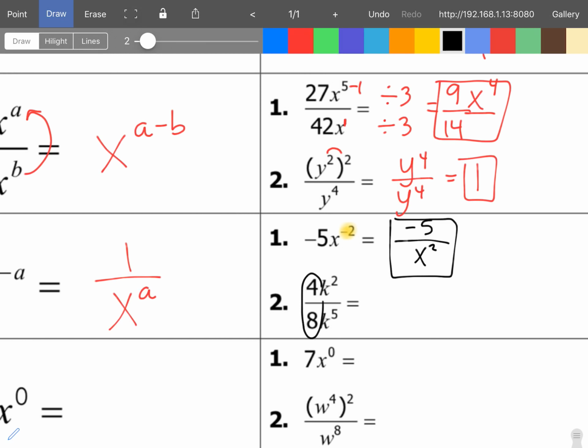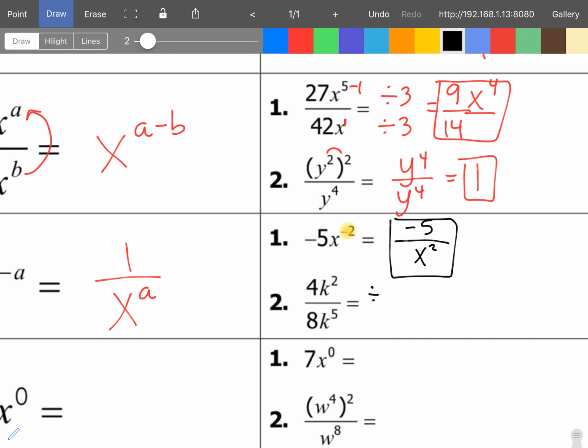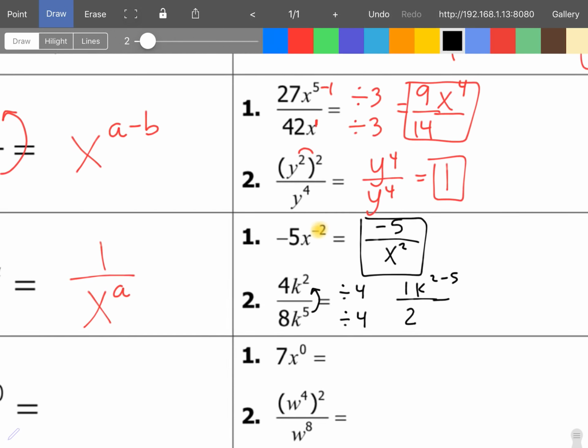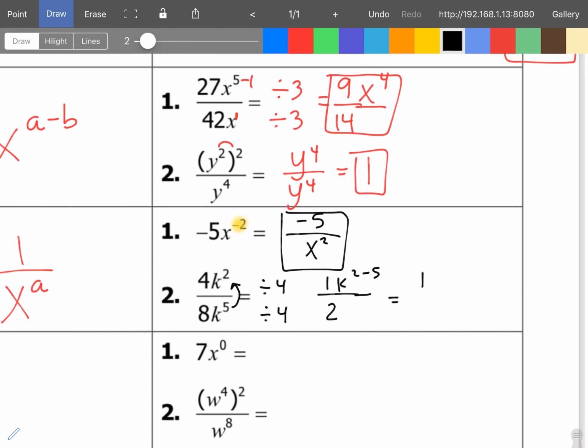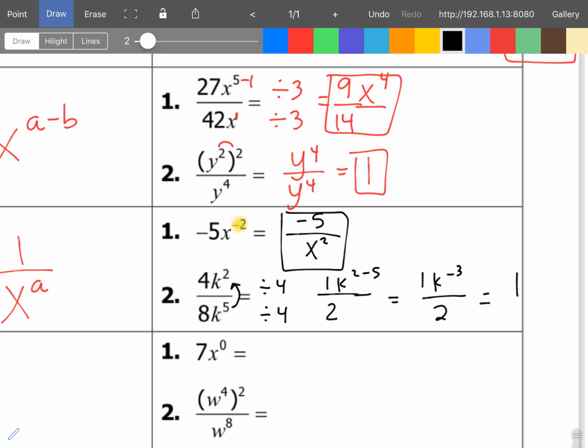Okay, so what about this? 4 over 8. Now that's not 2, it's 1 over 2, because we can divide the top and bottom by 4. So 1/2, and then I'm always going to subtract up. So it's going to be k squared minus 5. I'm going to subtract my 5 from that 2 up there. So that's going to be 1k to the negative 3 all over 2. And then what do I do with this guy here? Well, it has a negative exponent, so I'm going to move it to the bottom. So 1 over 2k to the 3rd power, and that's your answer.